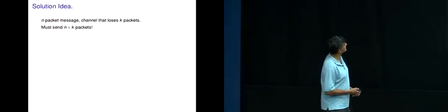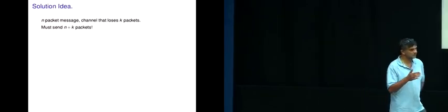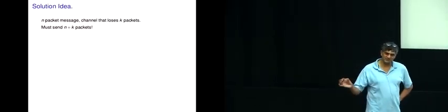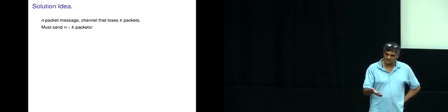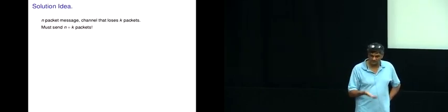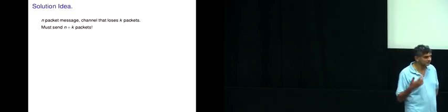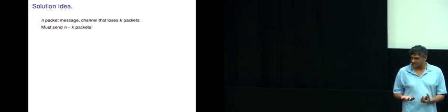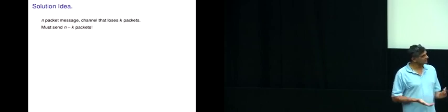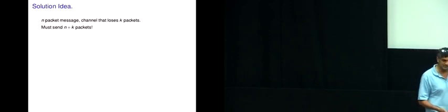Okay, so there's an n packet message and a channel that loses k packets. Even before you start, you need to send n plus k packets, because you're going to lose k of them, so the total amount of information in the packets is whatever amount of information you could pack into n packets. If you lose k of them, you have n left. If you send fewer than n plus k, you'll have fewer than n left, and you don't even have the information to reconstruct the original message.